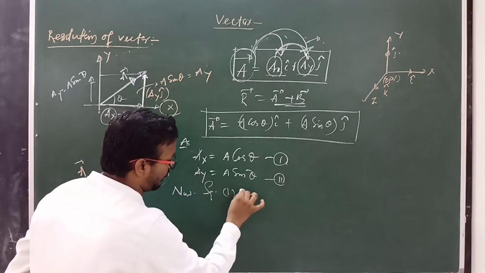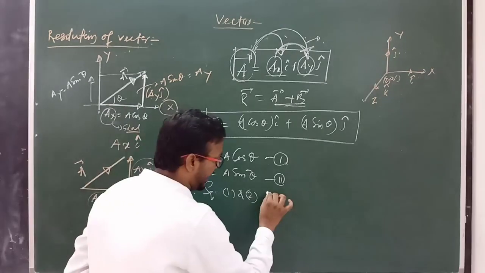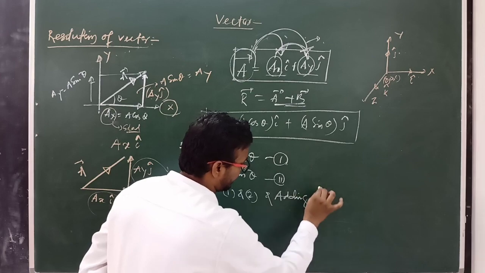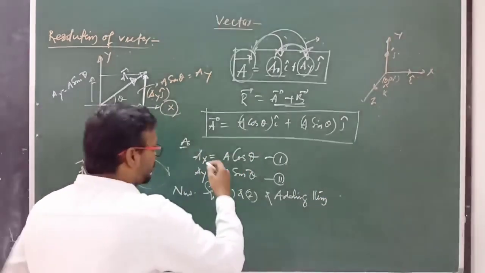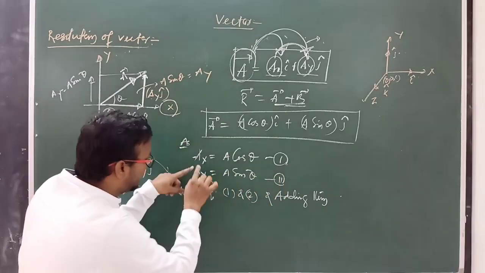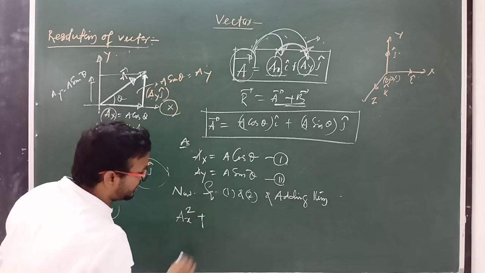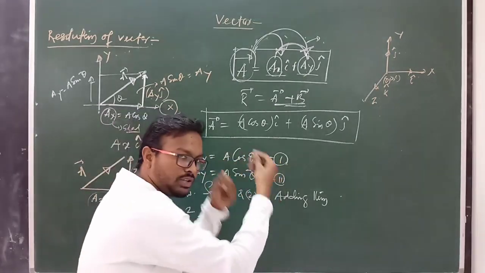Squaring equation 1 and 2 and adding them, then we get the resultant vector. Squaring both sides and adding, left hand side to left hand side and right hand side to right hand side.